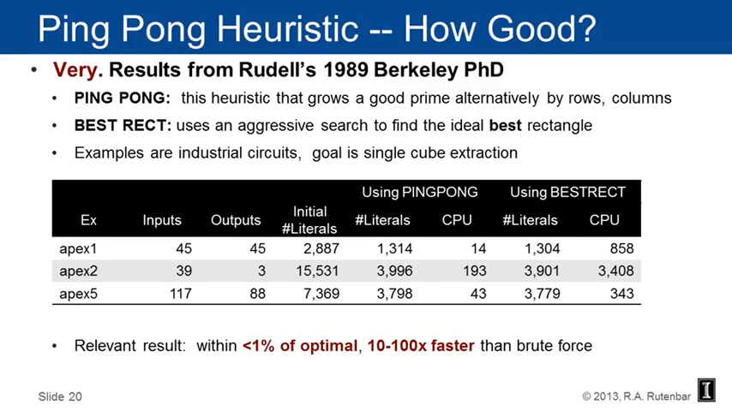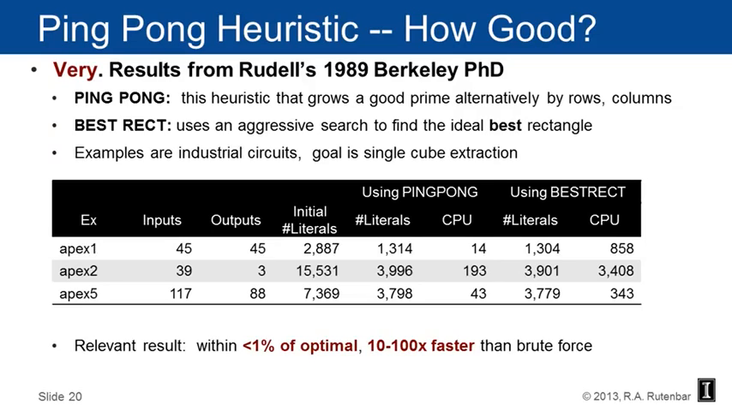The table has a column for examples. These are some industrial circuits, old, but industrial. It has a column that says how many inputs for the circuit, a column that says how many outputs for the circuit, a column that says how many literals when we started, and a column saying how many literals when we were done. It has a column that says how much CPU time, and this is for using the ping pong algorithm. This is Rick's heuristic that grows a good prime alternatively by rows and columns.